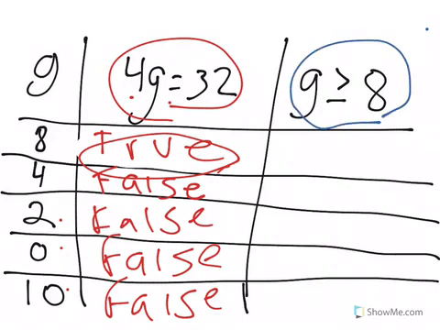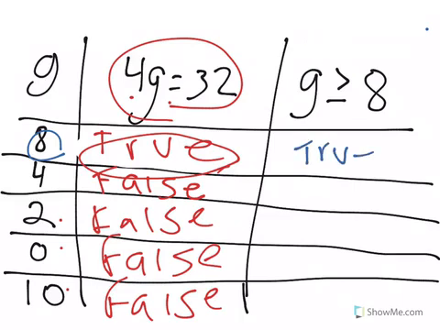Here we have g is greater than or equal to 8. So if I say that 8 is g, 8 is greater than or equal to 8, it's not greater than 8, but it is equal to 8. So that is true. If we said g, we've got 4 is g. If we said 4 is greater than or equal to 8, it's not greater than, it's not equal to, so in that case that would have to be false.